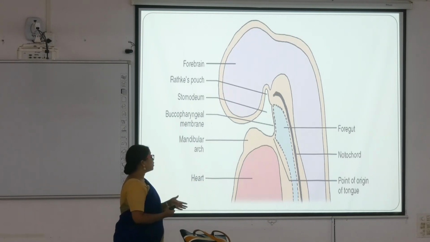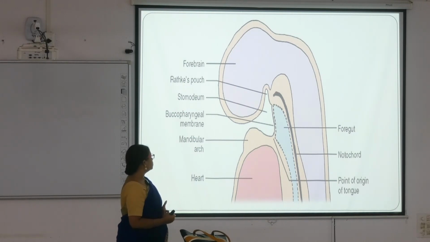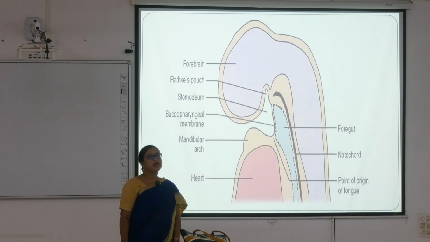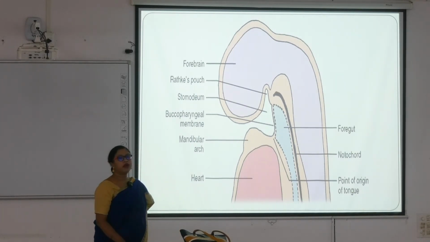It is found between, anteriorly, the buccopharyngeal membrane, right? The buccopharyngeal membrane, from which the oral cavity is forming. And posteriorly you could see the mandibular arch. So write it down: the point of origin of the tongue is in between two structures. One is the buccopharyngeal membrane, and the other is the mandibular arch. Anteriorly mandibular arch, posteriorly buccopharyngeal membrane.